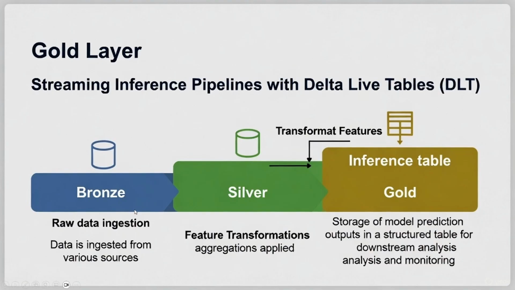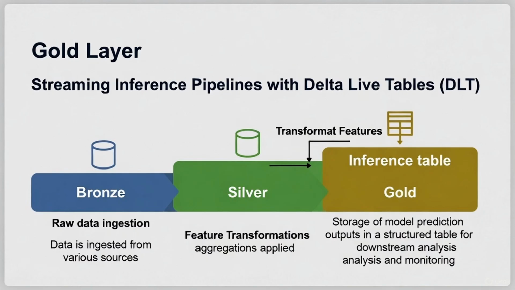Now, once the data is safely in bronze, we push it over to the silver layer. This is where the magic of cleaning and feature engineering happens. We dedupe, we parse nested fields, we join with lookup tables, we calculate rolling windows, lags, all the good stuff your model actually needs to make a prediction. By the time data leaves silver, it's basically model ready. Okay, so we've got clean, transformed features streaming out of silver.